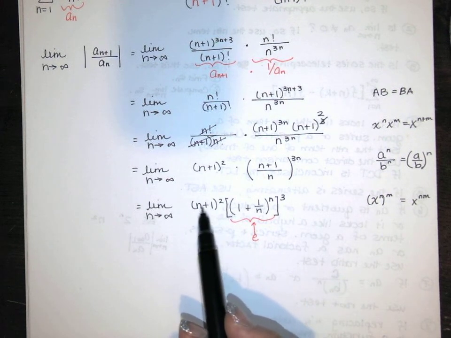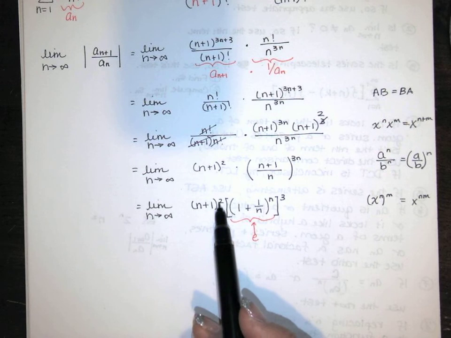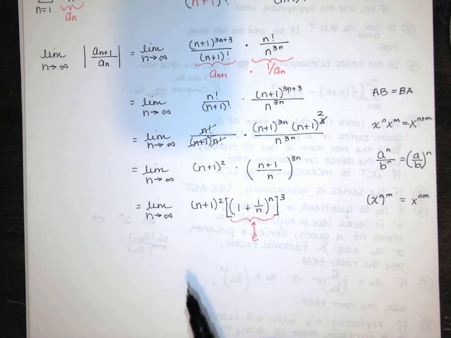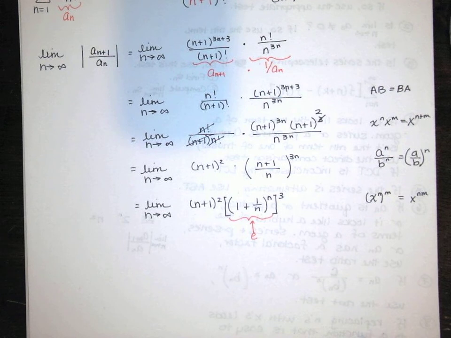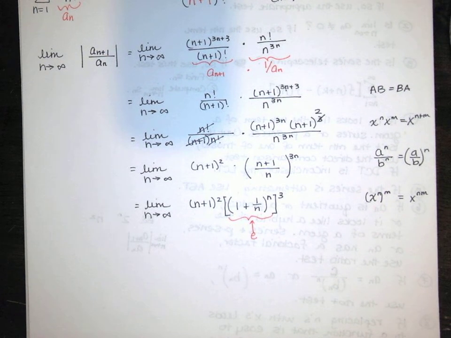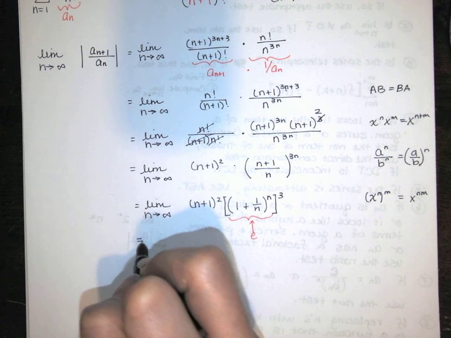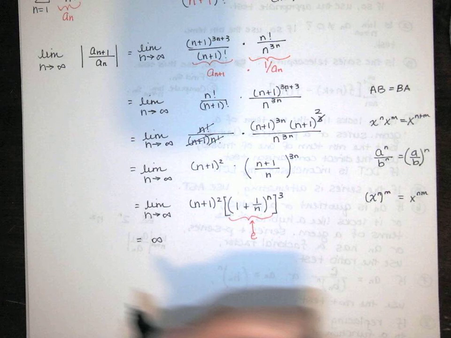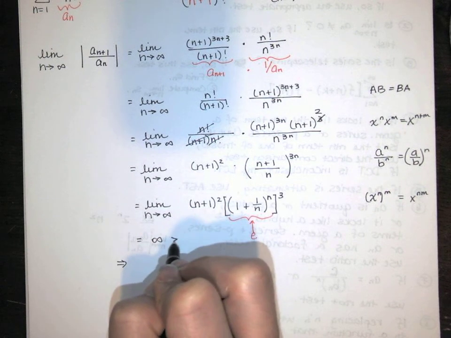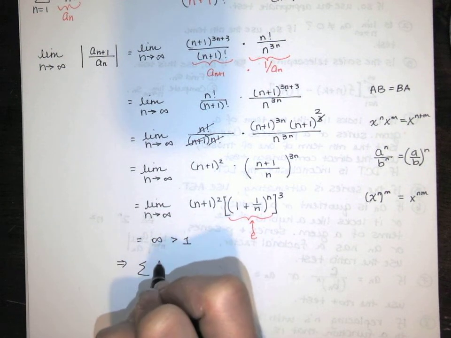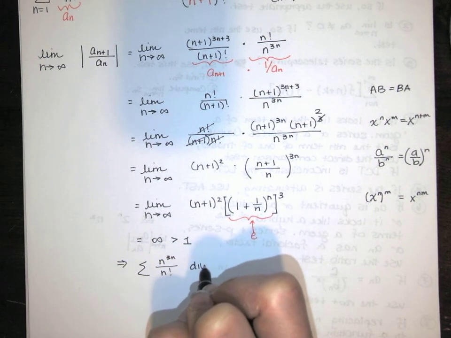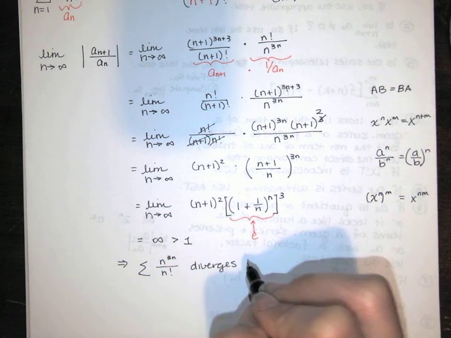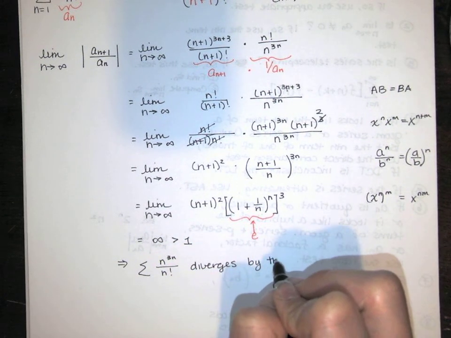A large number plus 1 is still large. I square it, it's still large, and then I multiply by 2.7 cubed. And it's very small, or not very small, but it's insignificant, just multiplying by a number. So yeah, we get infinity. And what does that tell us? Well, the limit is greater than 1, so the series that we started with diverges to infinity by the ratio test.